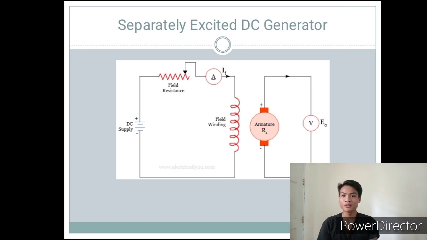The magnitude of generated voltage depends upon the speed of rotation of the armature and the field current. The greater the speed and the field current, the higher is the generated voltage.